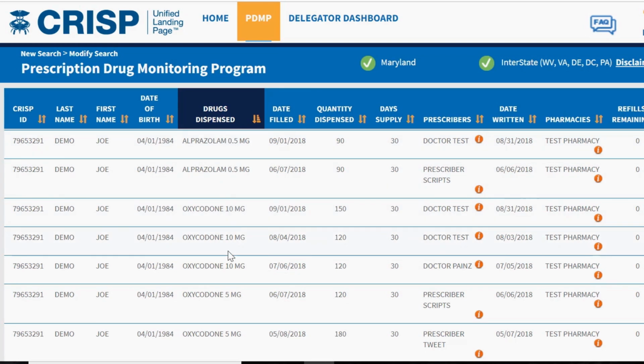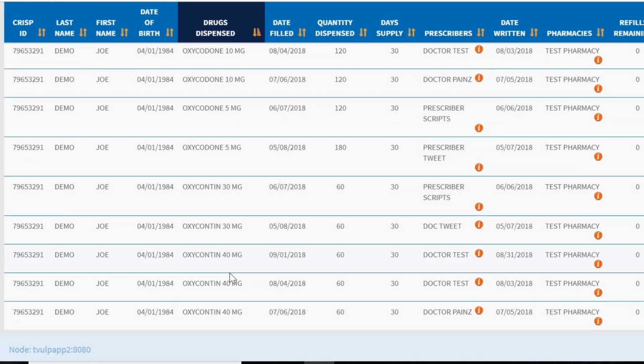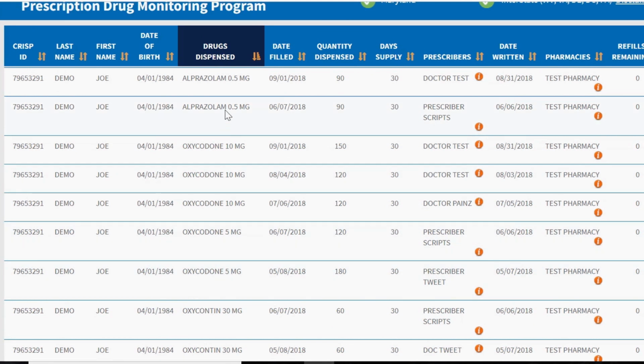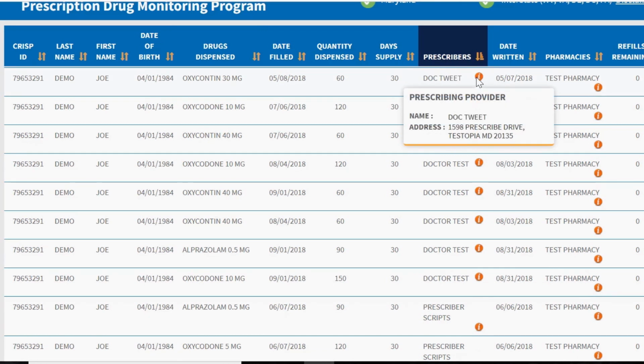To review the different medications Joe has received, I can click on the header Drugs Dispensed to sort the different medications. Based on this, you can see that he was previously prescribed a long-acting OxyContin, a short-acting oxycodone, and a couple of prescriptions for alprazolam. This seems to be somewhat reasonable and similar to the prescription that he presented. I will also look at the different prescribers who wrote the prescriptions for Joe.